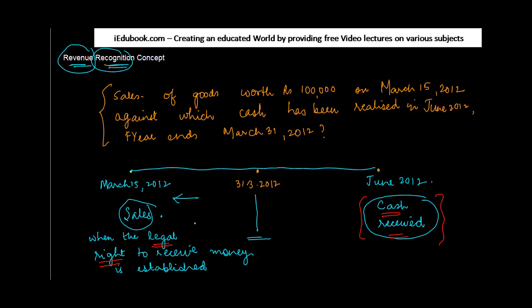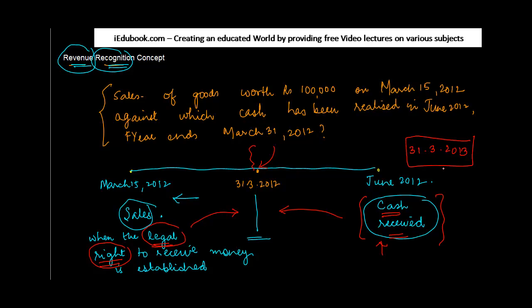The difference that it makes to the overall situation is that we have this middle date, wherein we need to prepare the accounts. Depending on when the legal right to receive the payment is established, this income has to be recognized either in this year, or if the legal right is recognized on this date, then ideally it should be recognized as income of 31/3/2013.